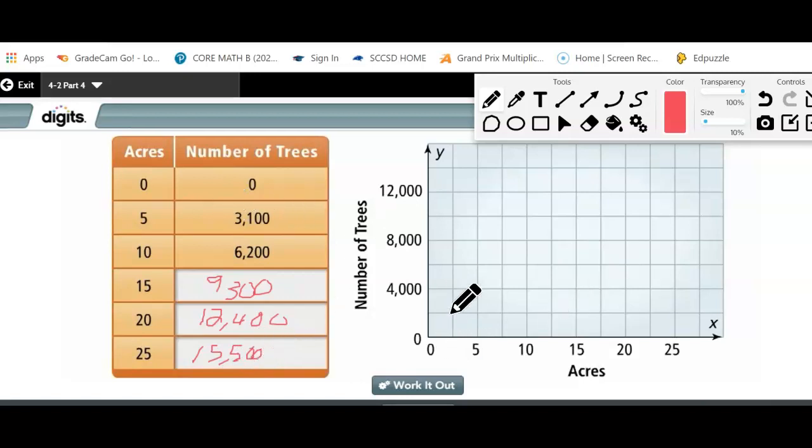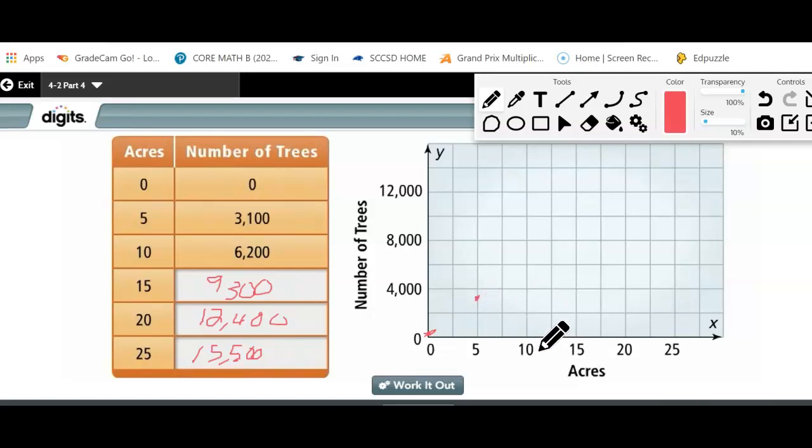Then we go ahead and graph these. The first one is 0 and 0. If we have 0 acres, we have 0 trees. If we have 5 acres, we have 3,100. Now, how do we find that here? This is 2,000, 4,000, 6,000, 8,000. So each line is worth 2,000. So I'm going to estimate this to about right here. Doesn't have to be perfect.